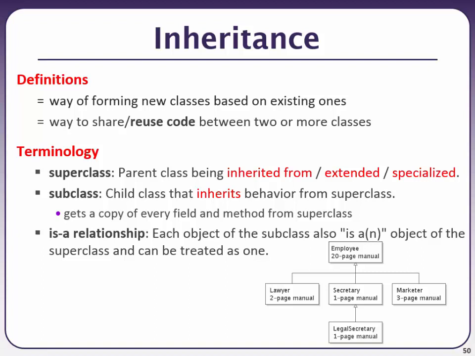And you can say also that the is-a relationship applies perfectly to this diagram, right? A lawyer is a type of employee. A secretary is a type of employee as well. A legal secretary is a type of secretary, which is itself a type of employee. So you see how these relations, subclass-superclass, child-parent, inheritance, and is-a relationship, actually all reflect different aspects of the same thing.